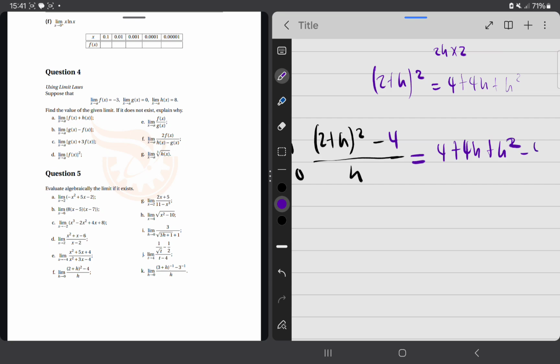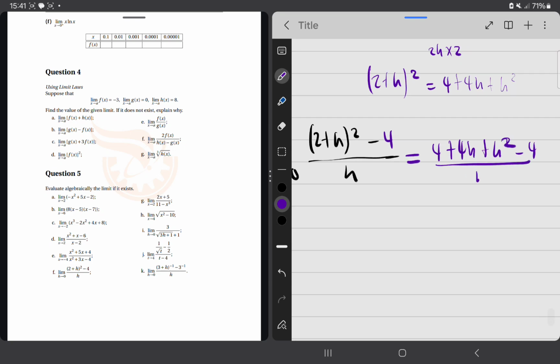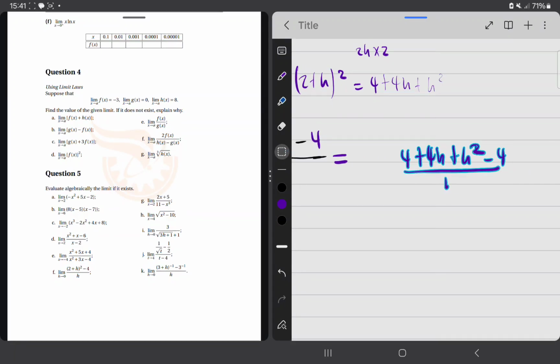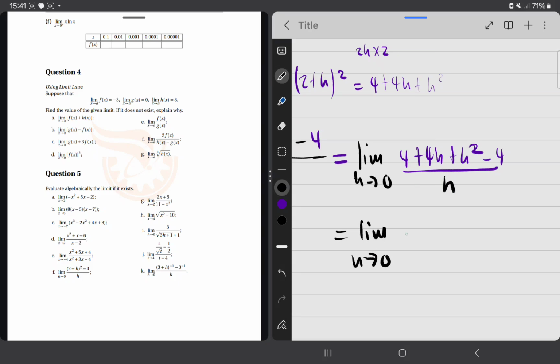Then there is this minus 4 at the end, and then it's all over h. Don't forget the word limit. So it's the limit as h goes to 0 of this minus 4 all over h, which is going to be the limit as h goes to 0 of 4 minus 4, they will cancel, they will go to 0. So it'll be 4h plus h squared, which you can write as h squared plus 4h, all over h.